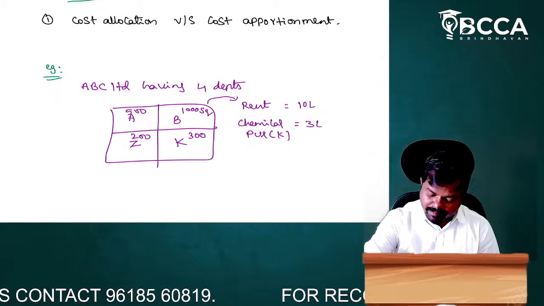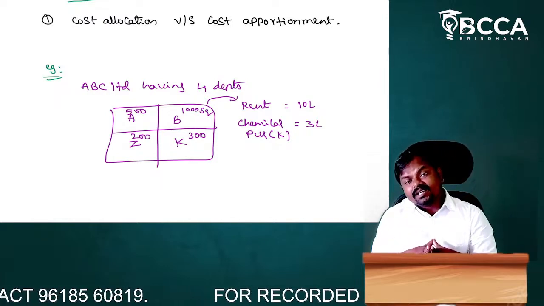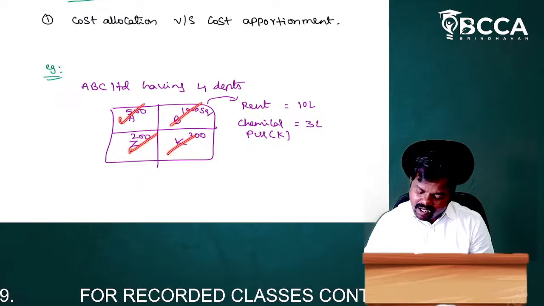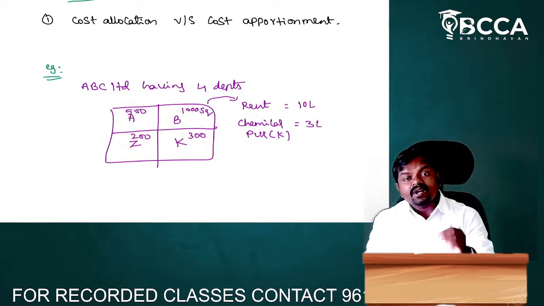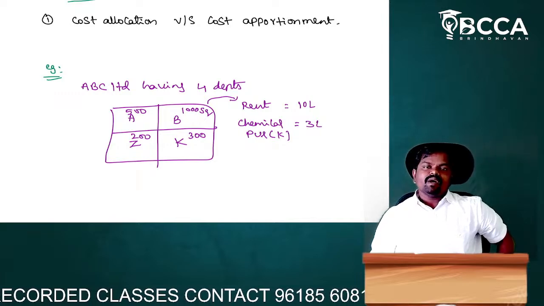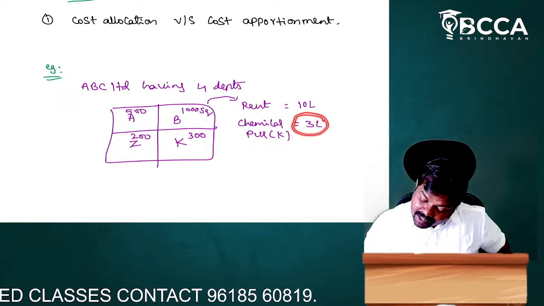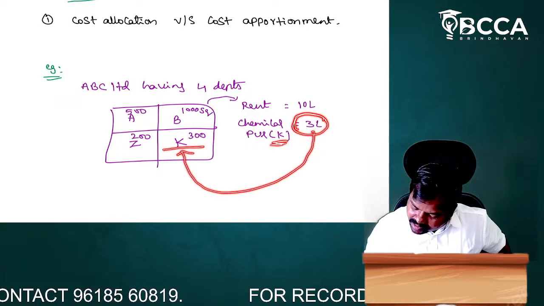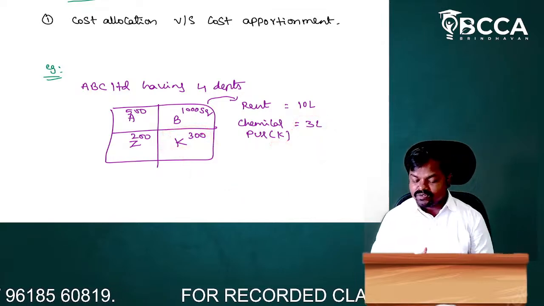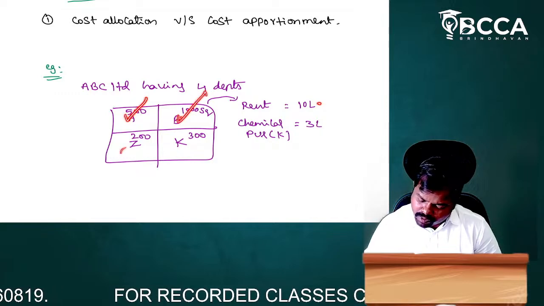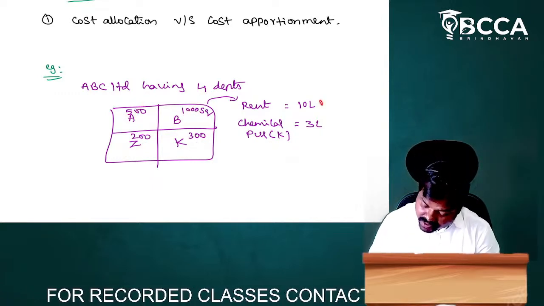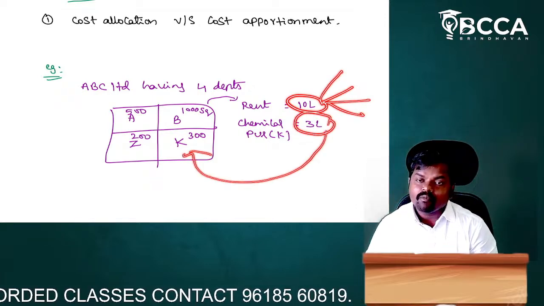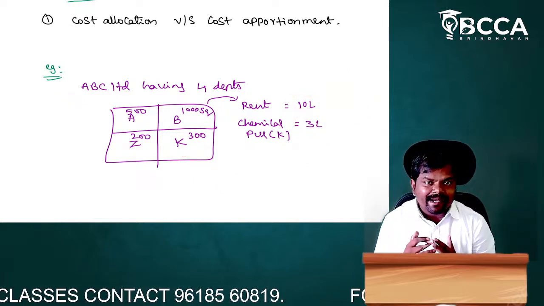Now my question is, whatever expenses incurred by the organization, such as the 10 lakh, will be recorded under A or B, Z or K, or all the departments? Answer is all the departments. Chemical purchase: which department uses it? Only department K. It means this 3 lakh I will record under Department K books. This 10 lakh will be recorded in A book, B book, Z book, K book. This 10 lakh is apportioned to the various departments. This 3 lakh is allocated to the one department. I hope you got my point clearly.